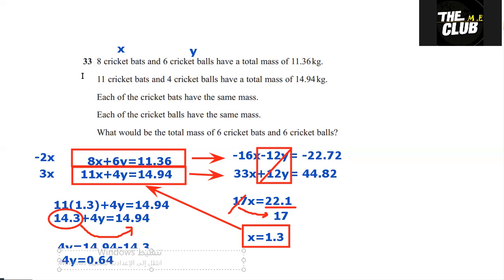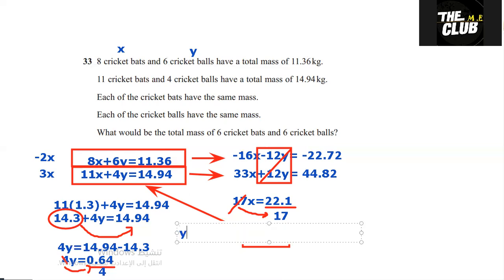0.64. Now for 4y equals 0.64, I'm going to take the 4 to the other side by dividing. So all of it will be divided by 4. I'll make a line of fraction like this, and then divide by 4. I'm going to remove the 4 here, and it's going to be divided by 4. So y equals 0.64 divided by 4, it's going to be 0.16.